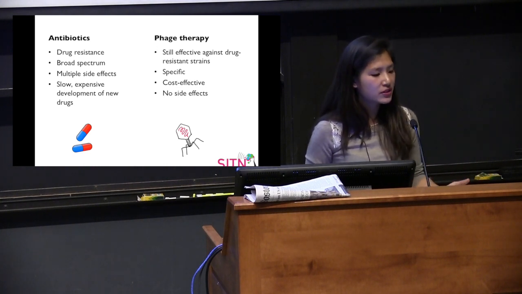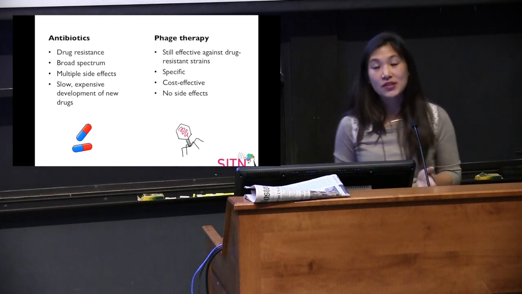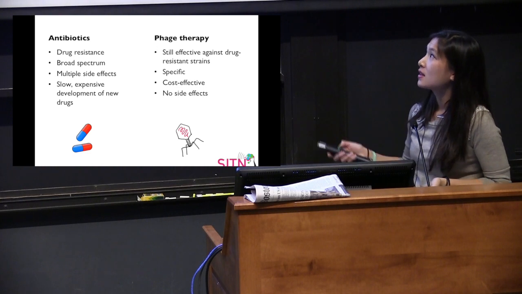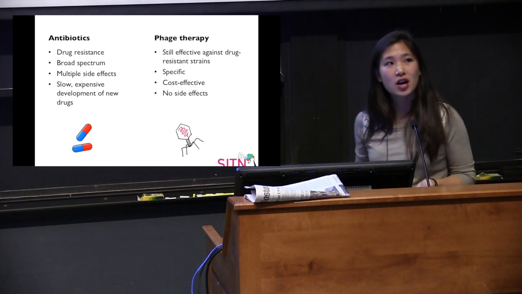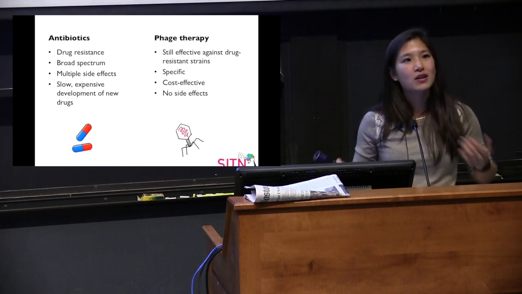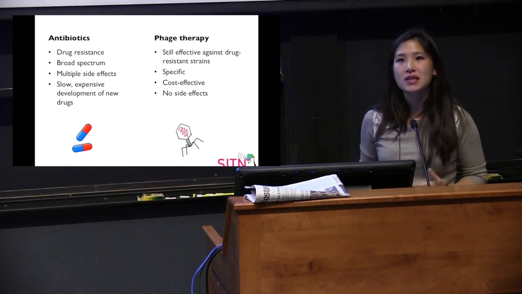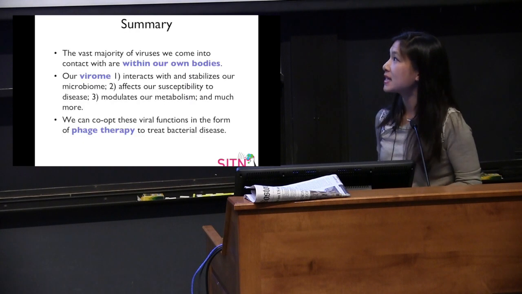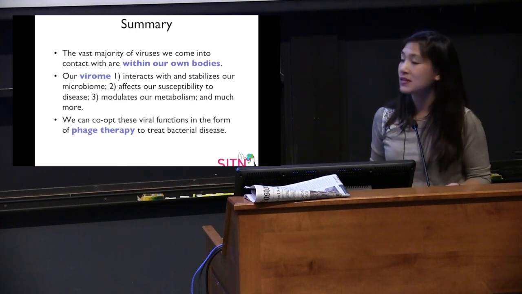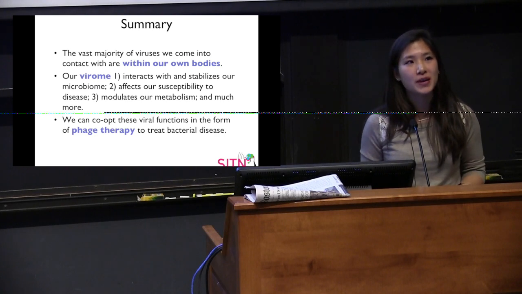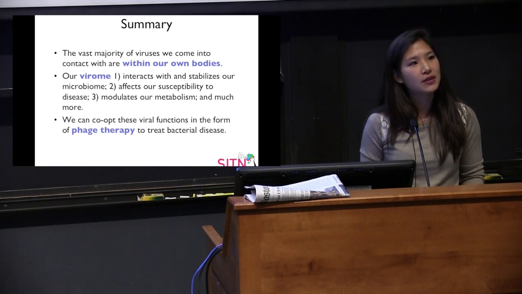So to sum up this part of the talk, there are a lot of beneficial things about the viruses in our bodies. Our virome is capable of interacting with and stabilizing our bacterial microbiome, and it can also directly benefit us as hosts, even protecting us from certain kinds of disease. And we're hoping that eventually we can really co-opt these viral functions in the form of phage therapy to treat infections broadly in the future.